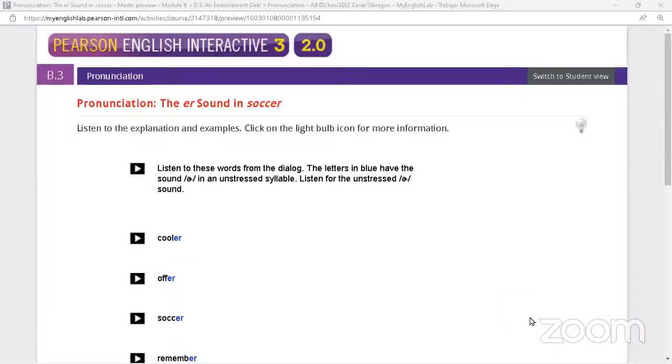Good. Let's go into pronunciation and we call it a day, okay? Okay, let's go. So the ER sound in soccer. Let's listen to the explanation. Listen to these words from the dialogue. The letters in blue have the sound in an unstressed syllable. Listen for the unstressed sound.